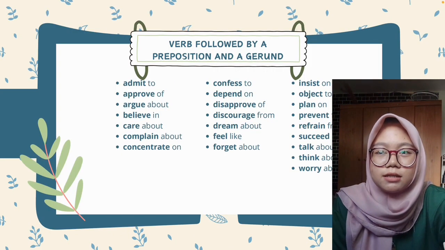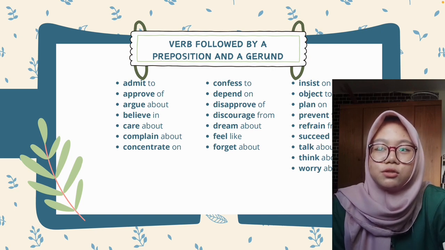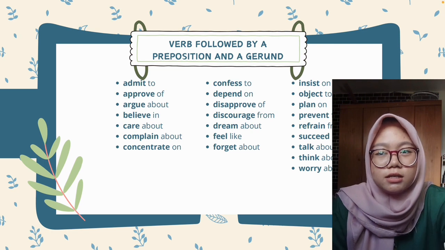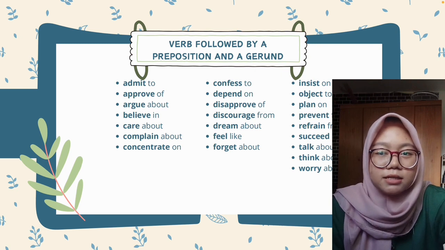So next is a verb followed by a preposition and a gerund. There are many of these too, you can see on this slide. Like dream about, feel like, forget about, insist on, object to, prevent from, and others.